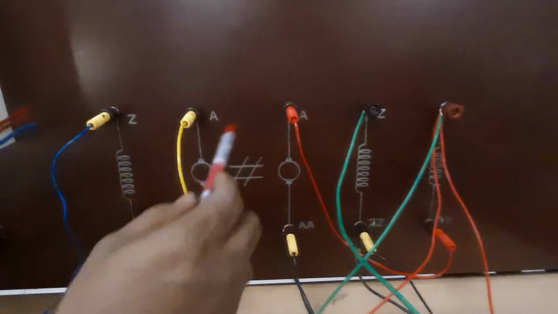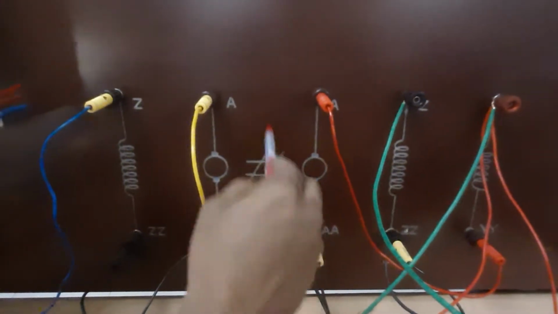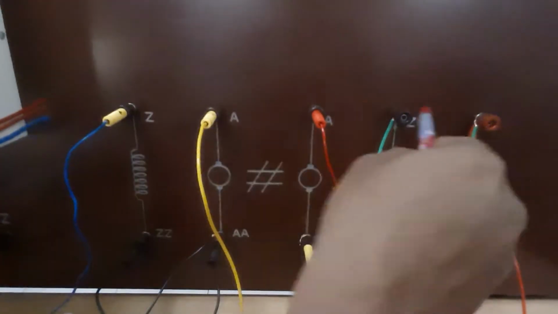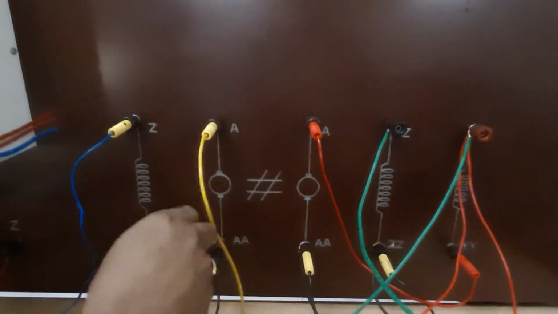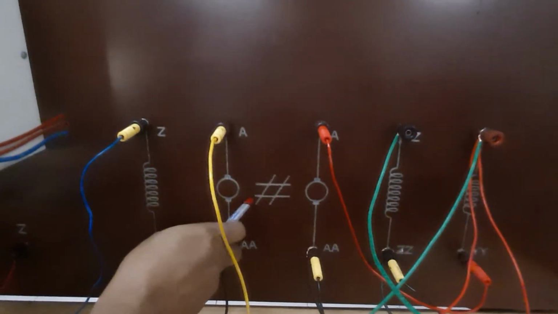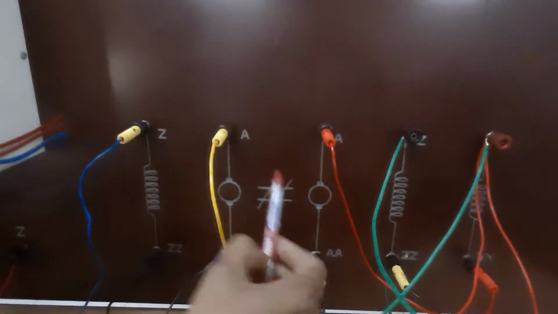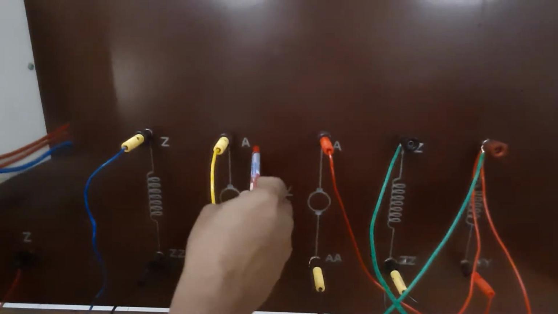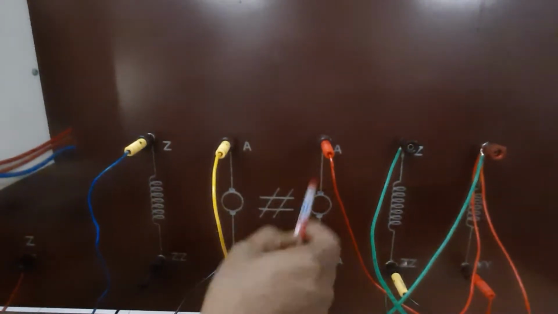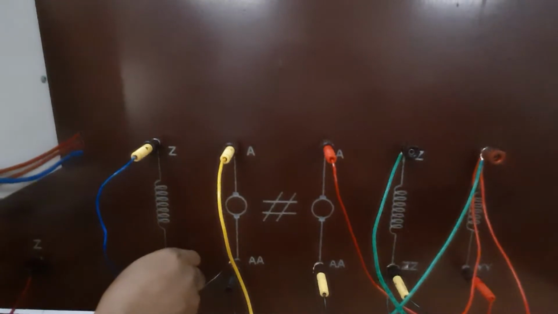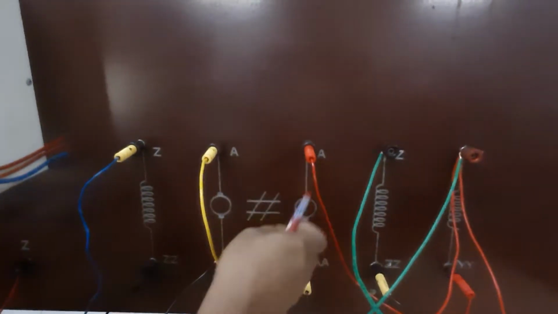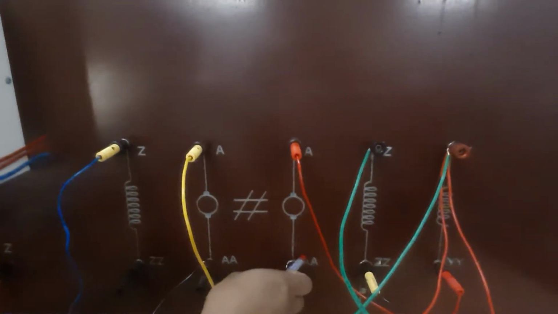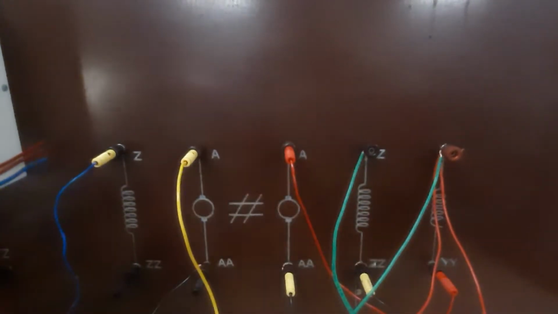Now let us see this side. This side is the motor side, and this side is your generator side. This mark indicates that the motor is mechanically coupled to the generator. Here we have A, the armature of the motor, Z, the field winding of the motor, again A, the armature of the generator, and Z, the field winding of the generator.